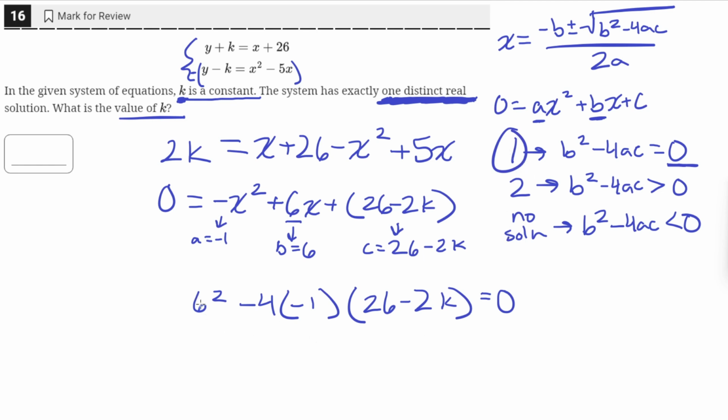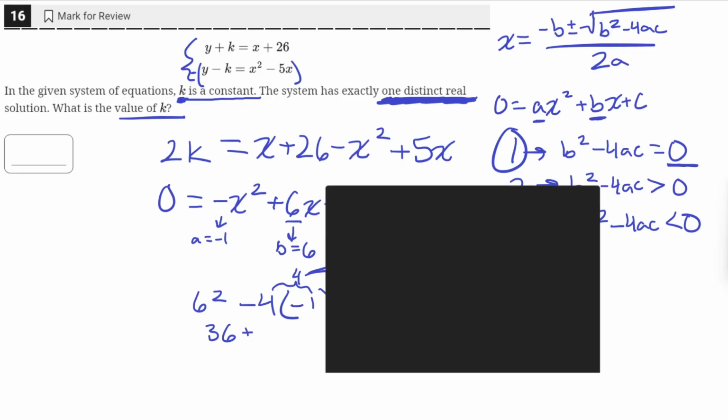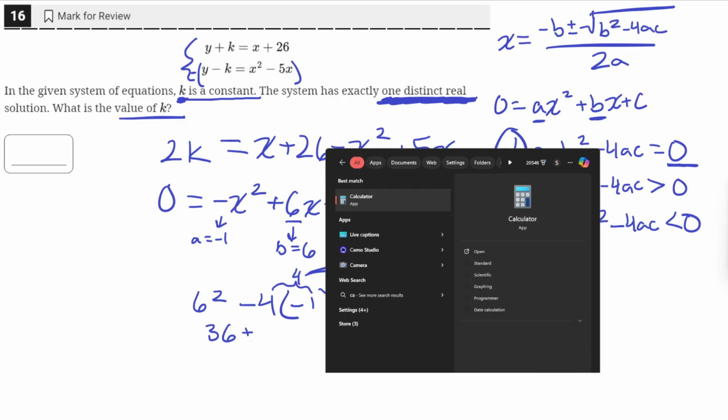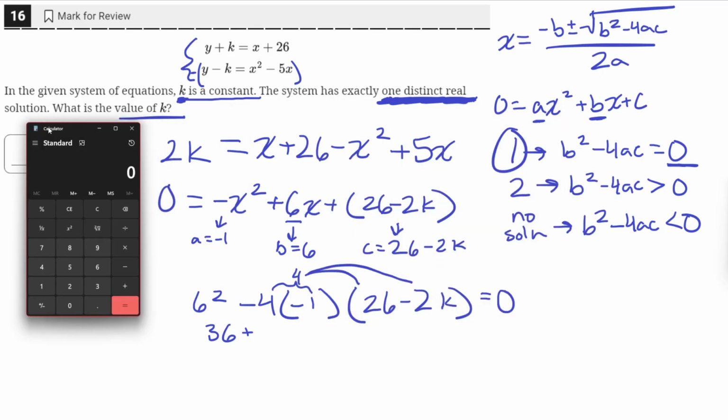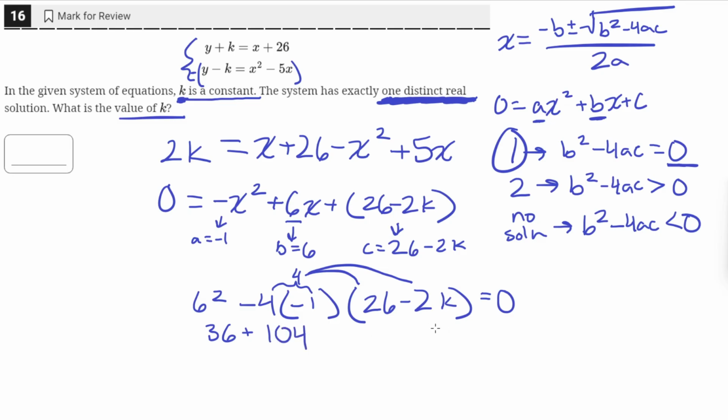Okay, so now let's simplify. So 6 squared is 36. Negative 4 times negative 1, we can just rewrite this as positive 4, and then multiply this 4 with both of the terms in this parentheses. So if we get out our calculator, we have 4 times 26. That's 104. And then 4 times negative 2, that's negative 8, and then the k.